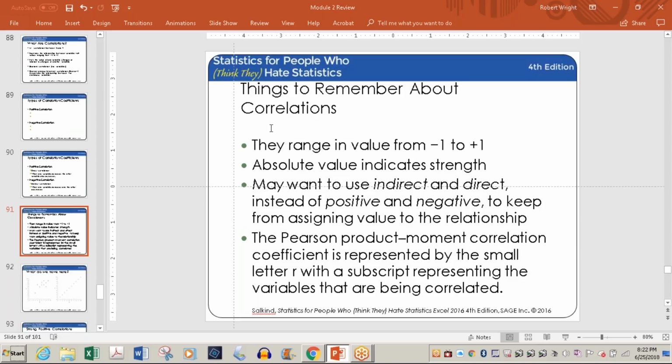Things to remember about correlations. Again, they range from minus 1 to +1. And again, it's the absolute value, how close they get to 1, that indicates how strong they are. They suggest using indirect and direct instead of positive and negatives, just so you don't confuse them with strength or the value of the relationship. Then again, the Pearson product moment, the Pearson r correlation is represented by the small r with a subscript to represent the variables that are being related.